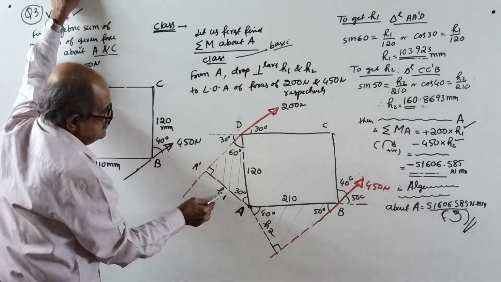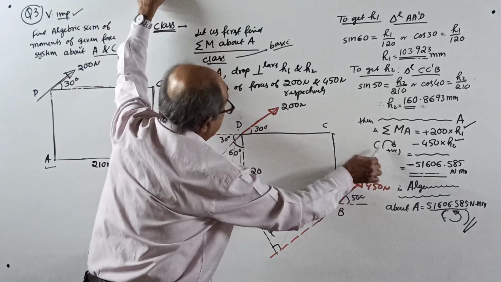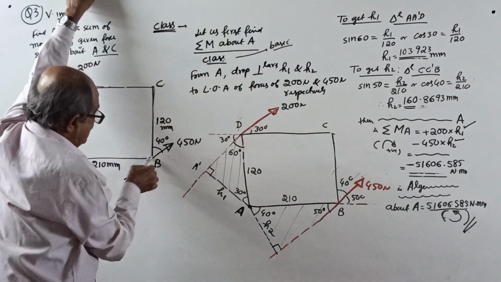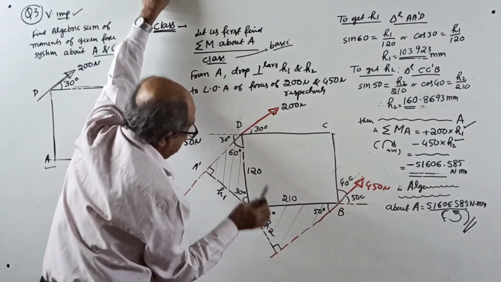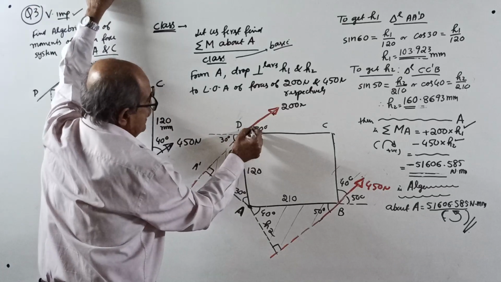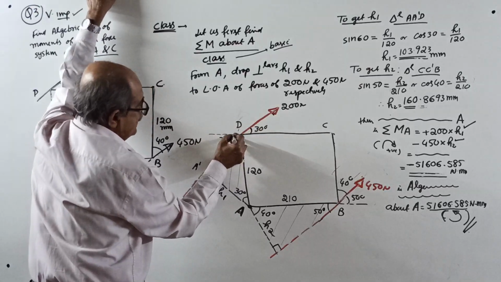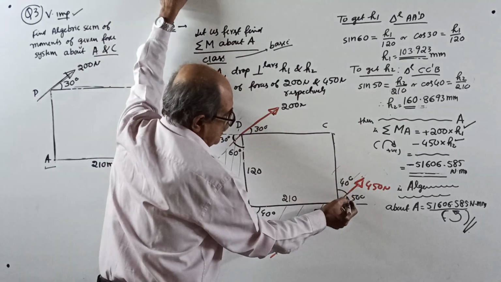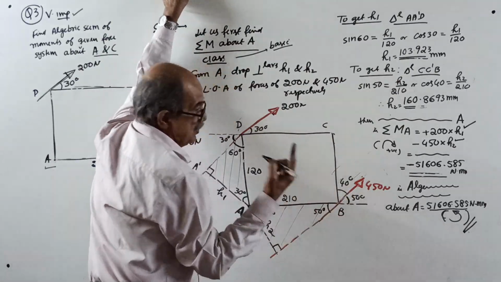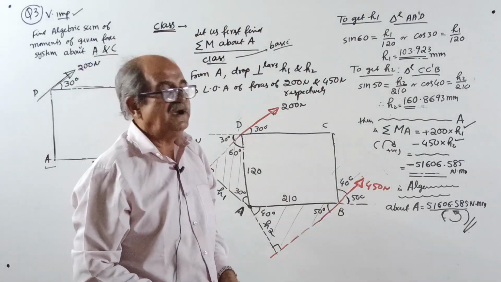Perpendicular H1. The 450 is here, I am making the force red color. 450 here, H2. Now this angle is 30 degrees. So this is 30, this is 60, this is 30 here. This is 40, 50, 50, 40 if you want. Actually one of the angles is sufficient.